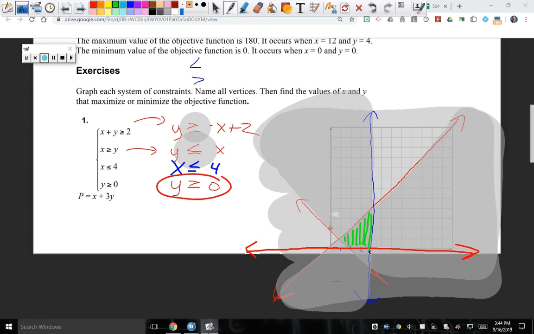Now I'm going to show you how to find these intersections by hand and with the calculator real quickly. And then we'll move on to our word problem.